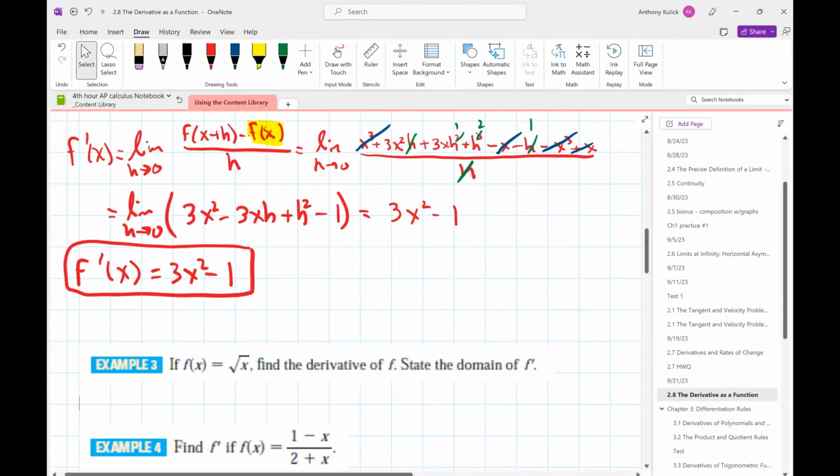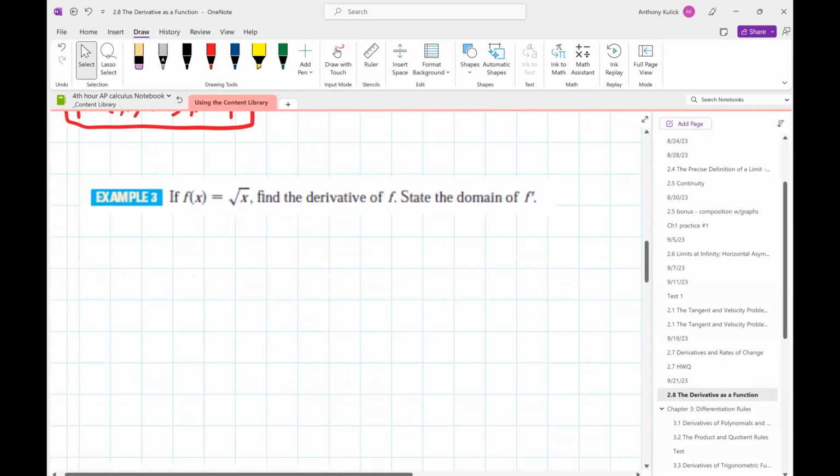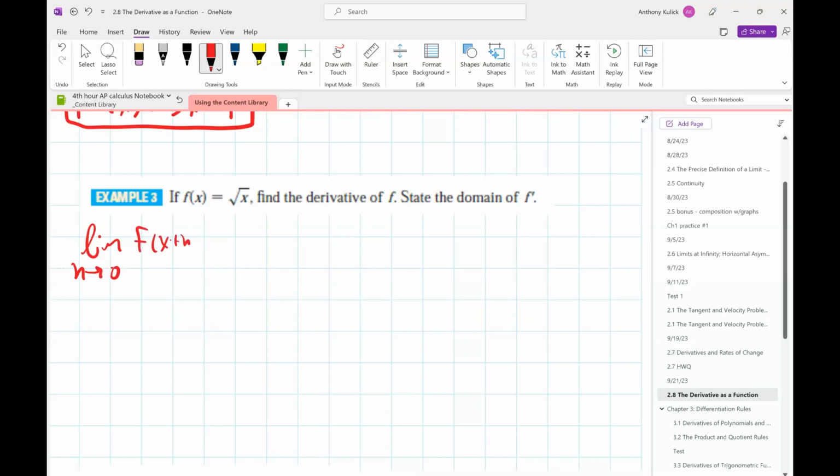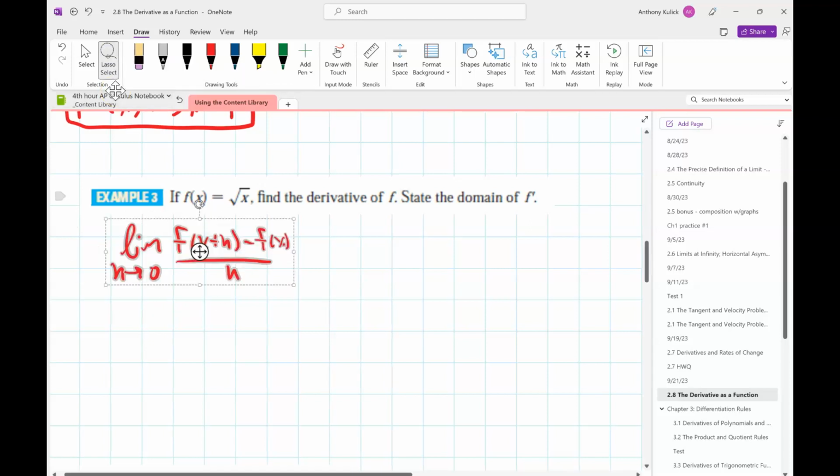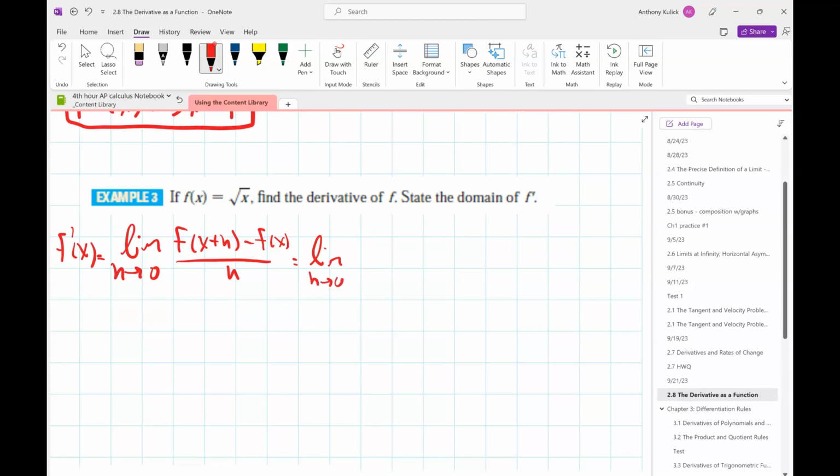Okay. Let's look at this one. If f of x is equal to square root x, find the derivative and state its domain. Okay, well, we'll do the same thing, right? When I plug x plus h in for x in f of x, I just get the square root of x plus h. And f of x is just square root of x.